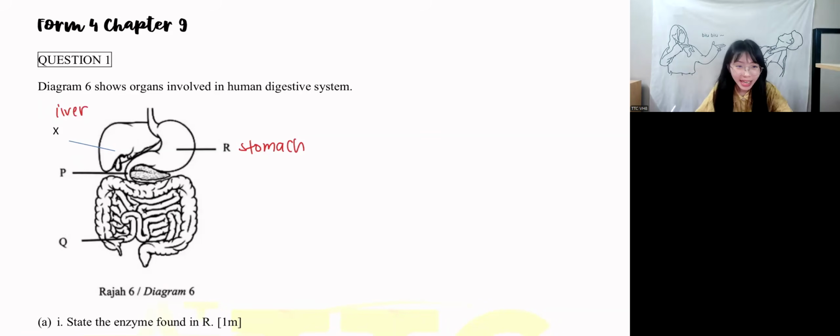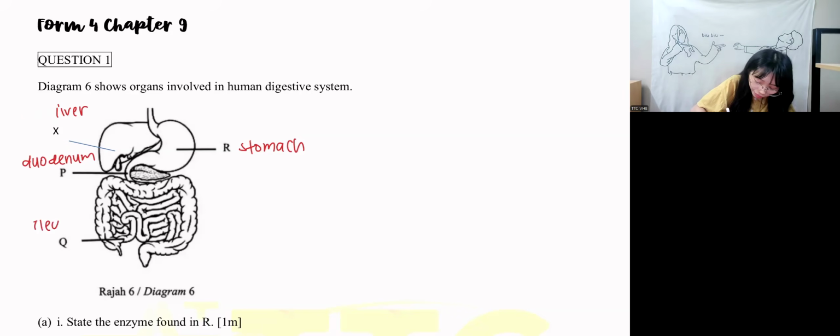P is duodenum. You cannot write small intestine, guys. We have to write the word duodenum. Then Q is also small intestine, but we don't write small intestine. What do we write? We write ileum, because the small intestine has three parts: duodenum, jejunum, and ileum. So we have to write ileum. We don't write small intestine.